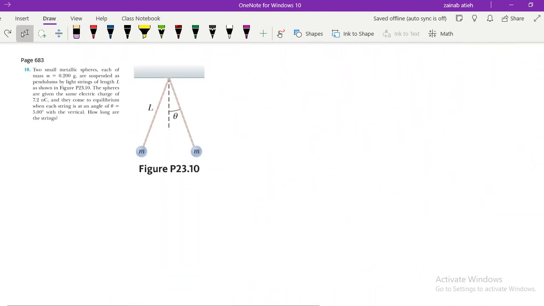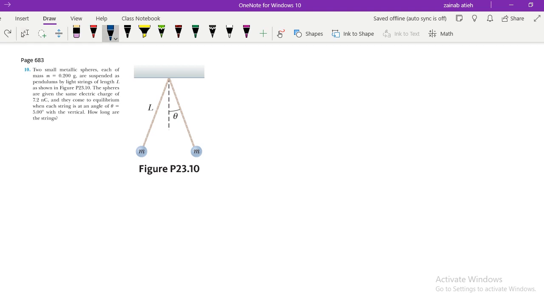Same page 683. Two small metallic spheres, each of mass m equals 0.2 gram, are suspended as pendulums by light strings of length L, as shown in figure 23.10. The spheres are given the same electric charge of 7.2 nanocoulomb, and they come to equilibrium when each string is at an angle of theta equals 5 degrees with the vertical. How long are the strings? So he's asking me to find the length of the string, which is L.